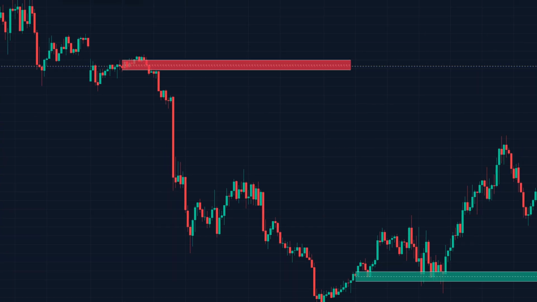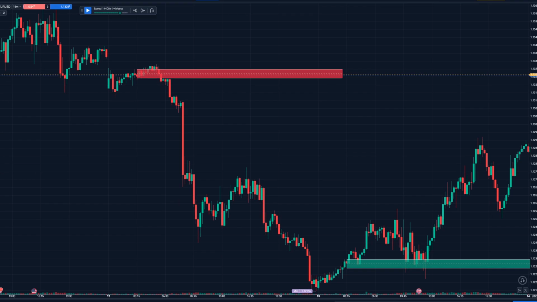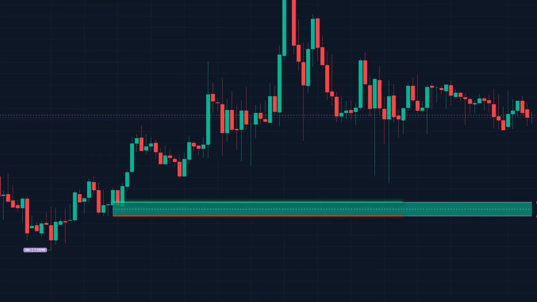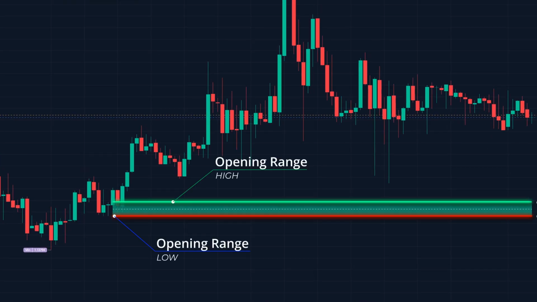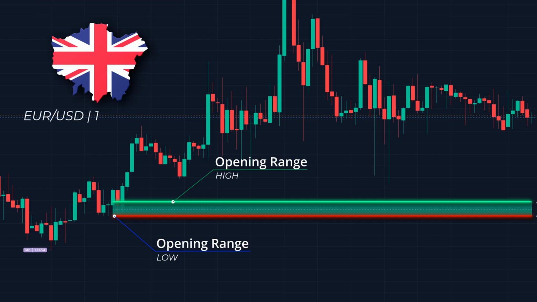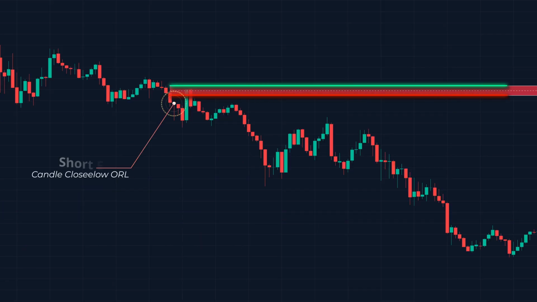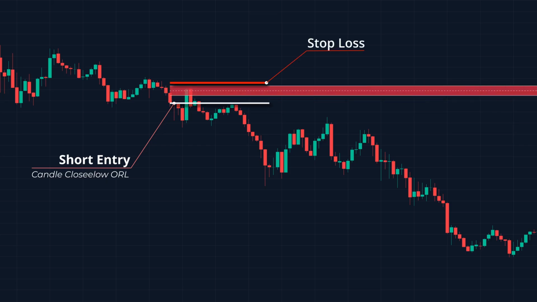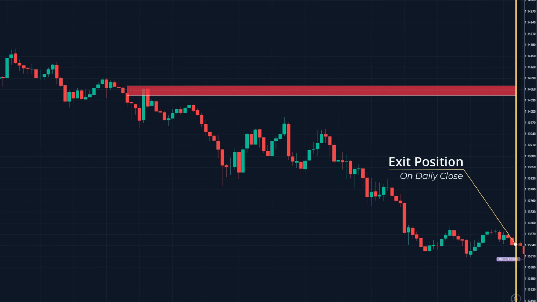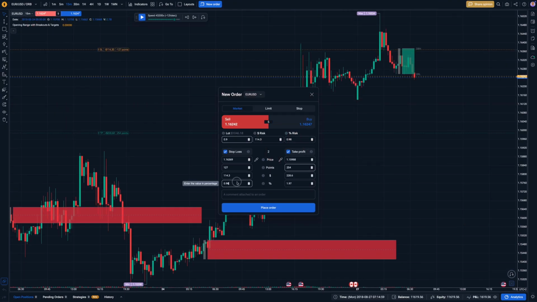Let's start by establishing our baseline with the pure ORB breakout strategy. The ORB strategy rules for our first test: identify opening range high and low, first 15 minutes of London session. Enter long on breakout and candle close above the range. Enter short on breakdown and candle close below the range. Stop loss, opposite side of opening range. Take profit, 2-to-1 risk-reward ratio. Exit any open position at daily close, regardless of profit or loss. So let's begin our testing.